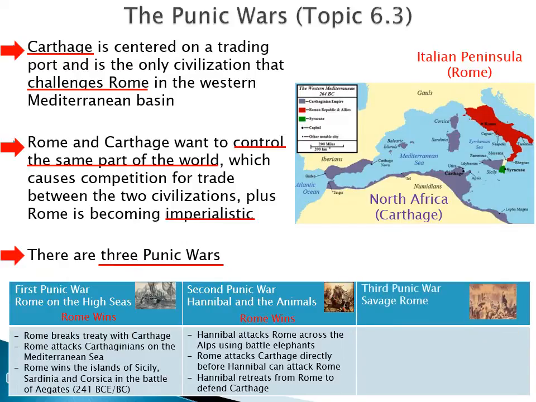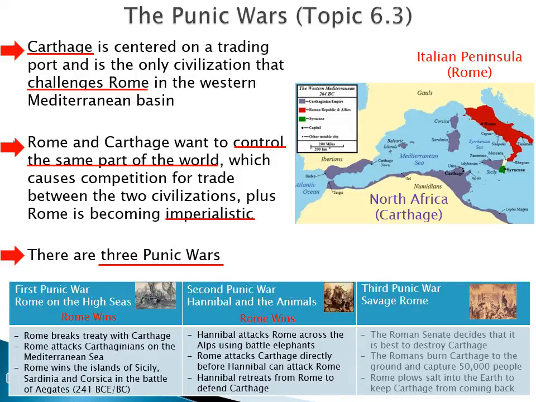The Third Punic War is Savage Rome. The Roman Senate decides that it is best to destroy Carthage. The Romans burn Carthage to the ground and capture 50,000 people as slaves, and it is said that Rome plows salt into the earth to keep Carthage from coming back. So, the Third Punic War, Rome wins, and now Rome controls the entire western Mediterranean basin.